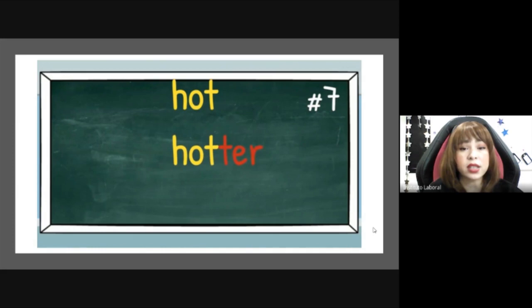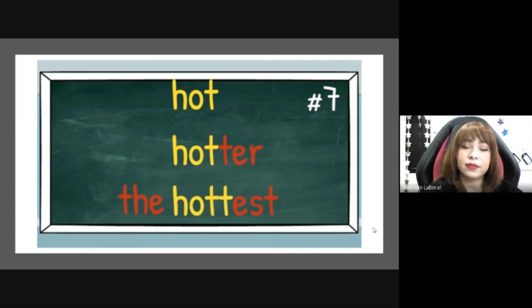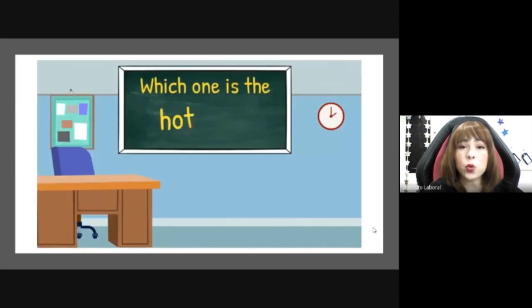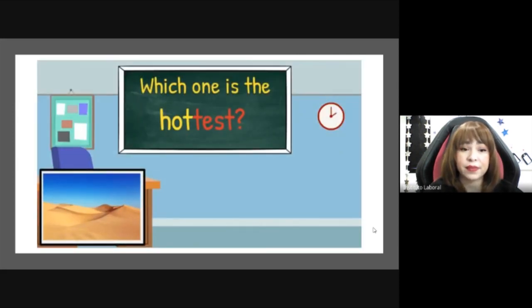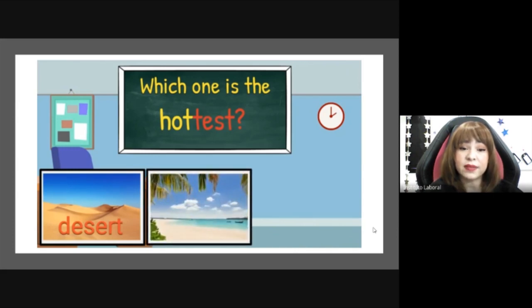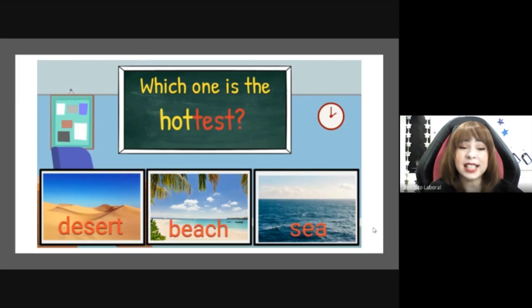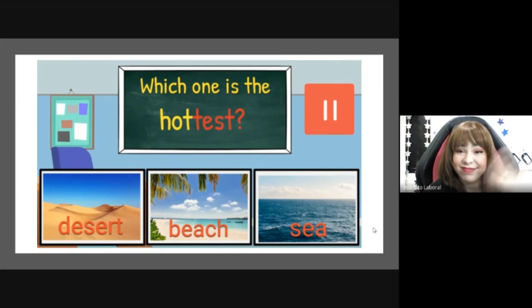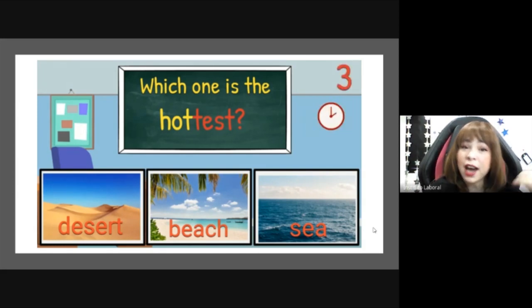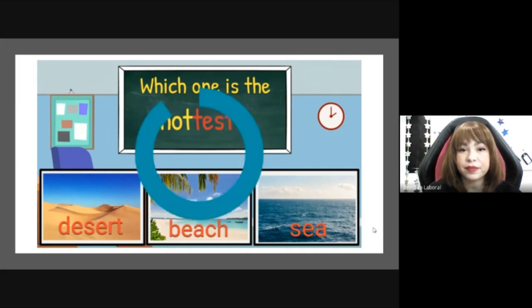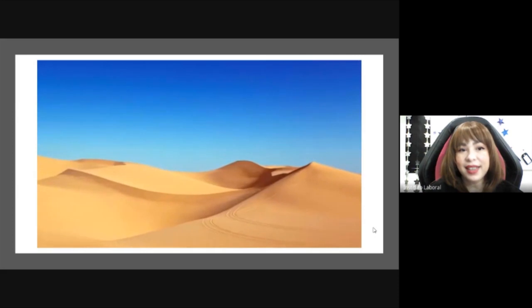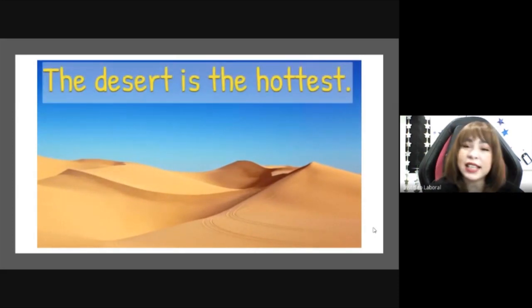Number 7, hot. Hotter, the hottest. Which one is the hottest? A desert, the beach, or the sea? Oof. Which one is the hottest? Think quickly. Yes, the desert is the hottest.